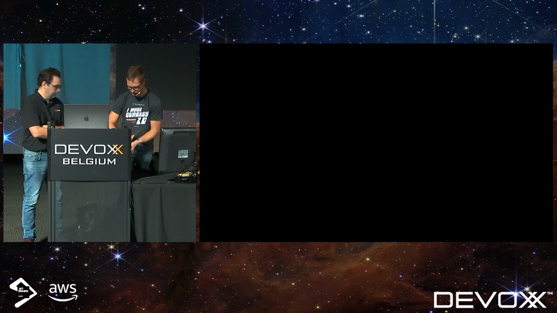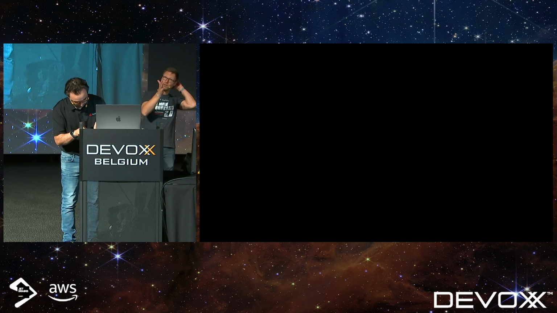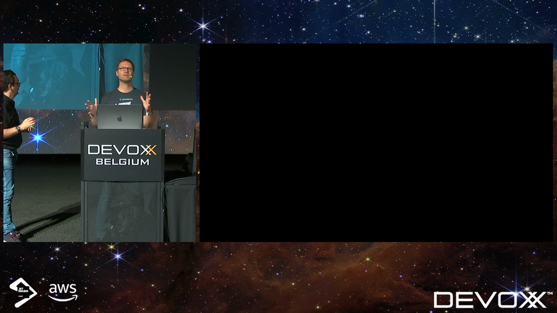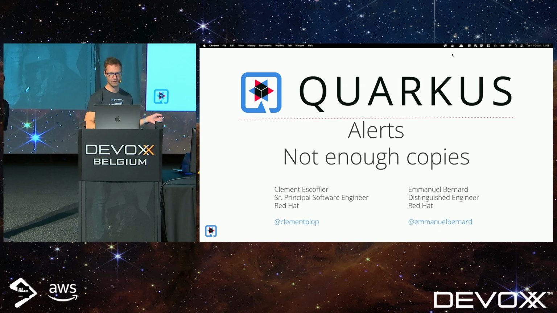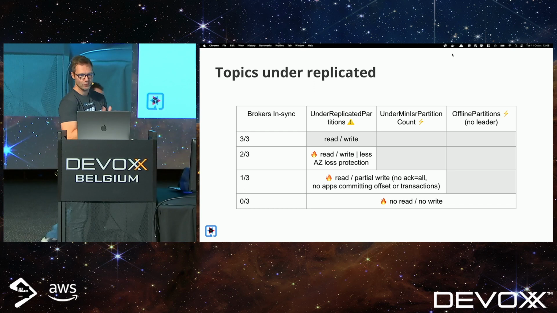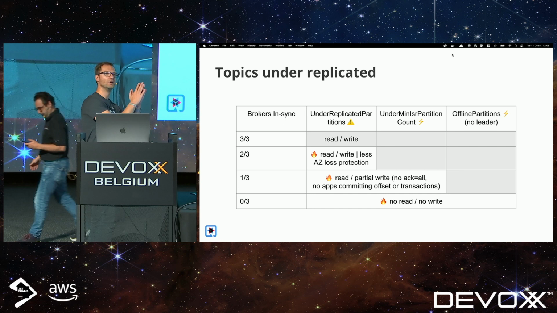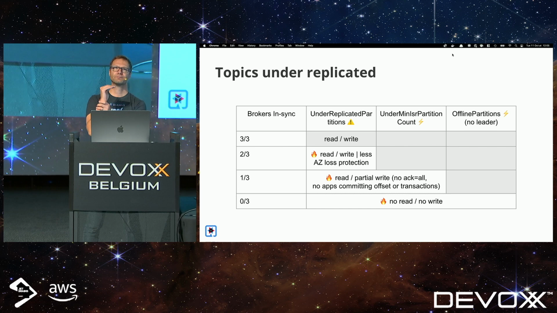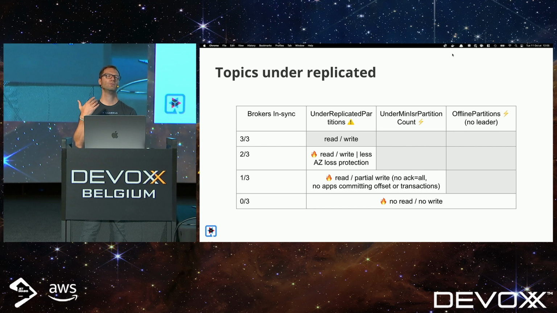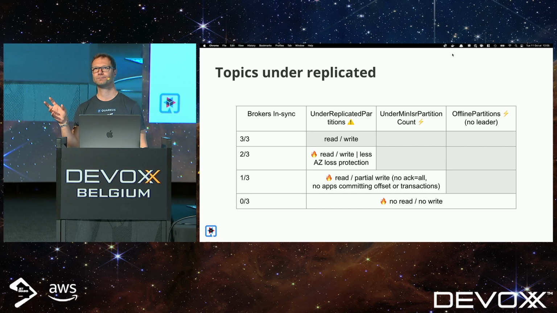Okay, so now we're moving closer to anticipating problems, right? One aspect is that we don't have enough copies to have the guarantees that Kafka has in nominal situations. A quick reminder: if all of your brokers, replication factor wise, are in sync, then you can read and write and life is perfect. If you have 2 out of 3, you're under-replicated, but you're still fully able to read and write, but you've lost your one shot of survivability. You've lost one of the availability zones. If you lose one more, you will potentially lose state.